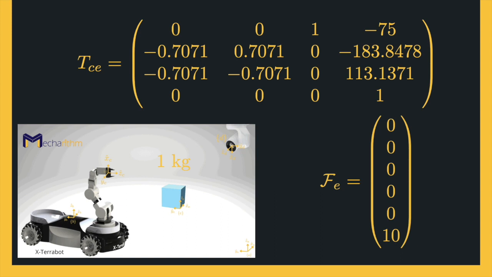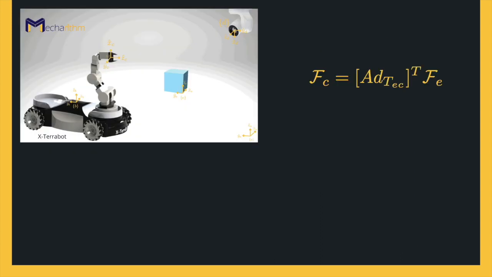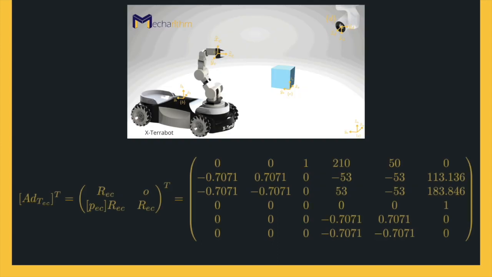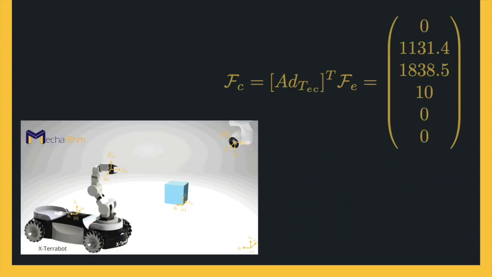By definition that we saw in this lesson, we can write this equation. The transformation matrix TEC can be calculated by inverting the transformation matrix TCE. The transpose of the adjoint transformation can be calculated as this matrix, and thus the wrench in the end effector frame C can be calculated by matrix multiplication of the transpose of the adjoint transformation and the wrench in the E frame.